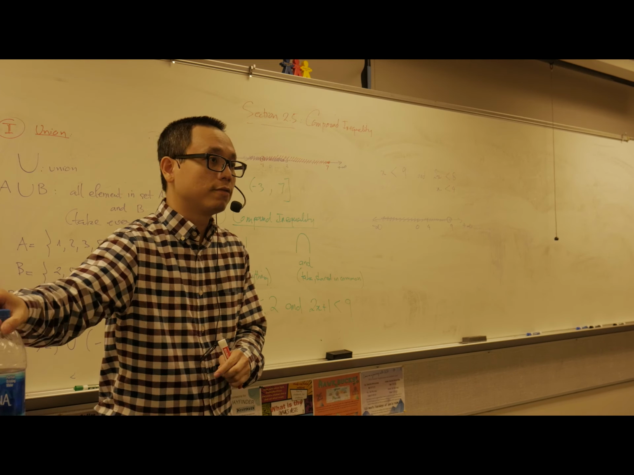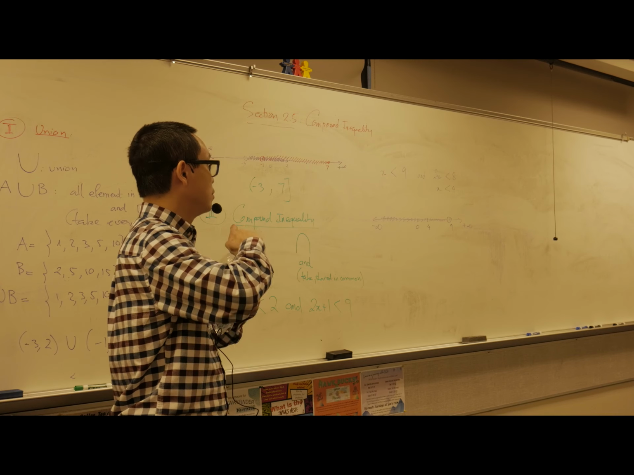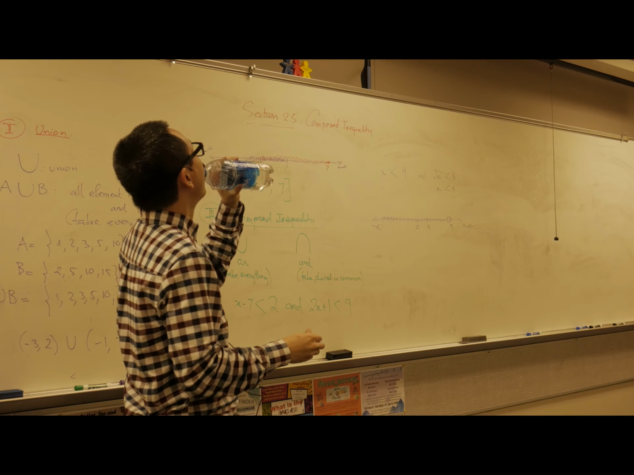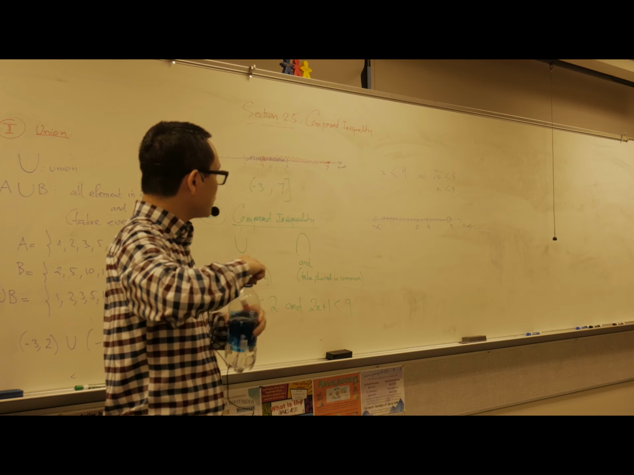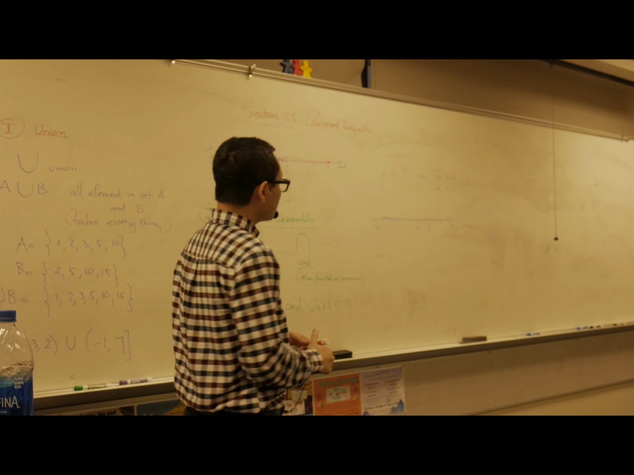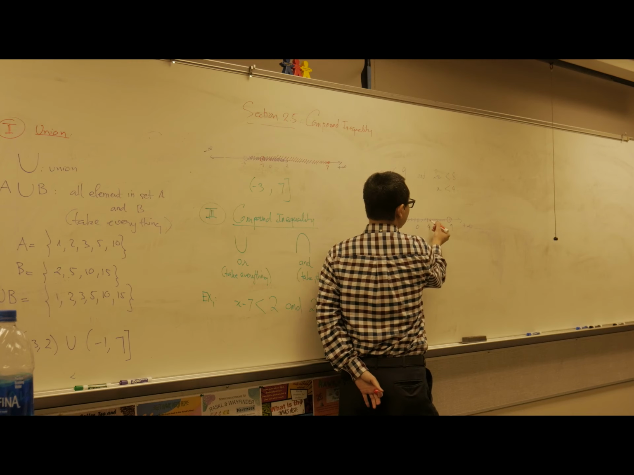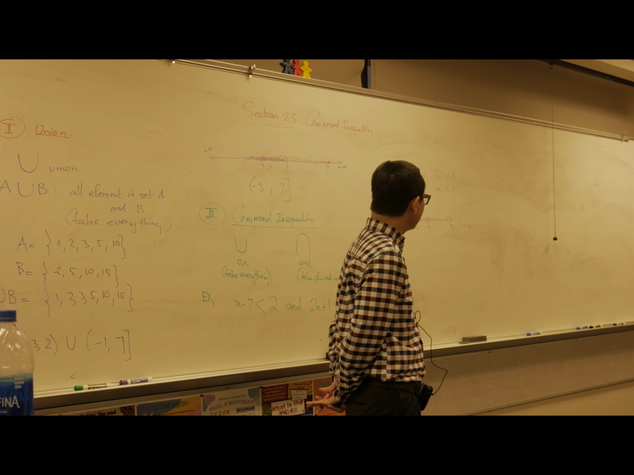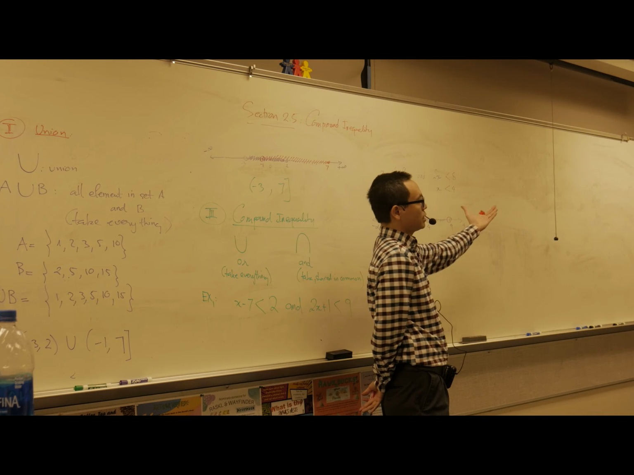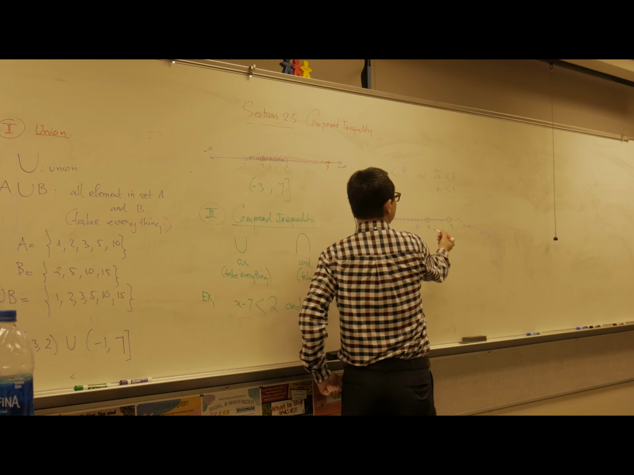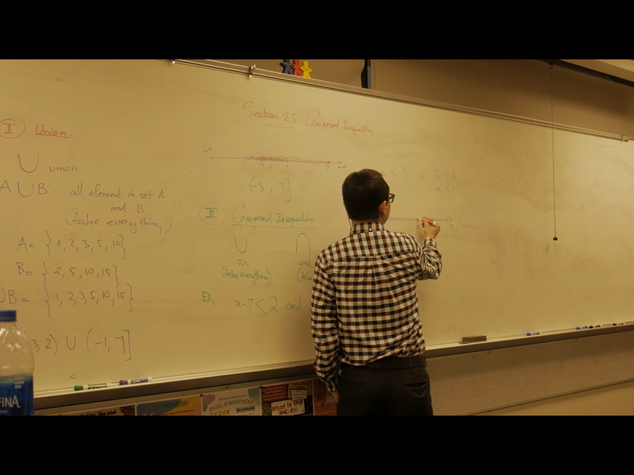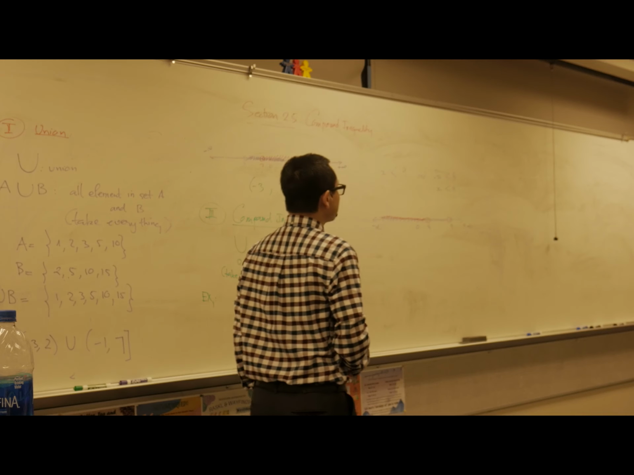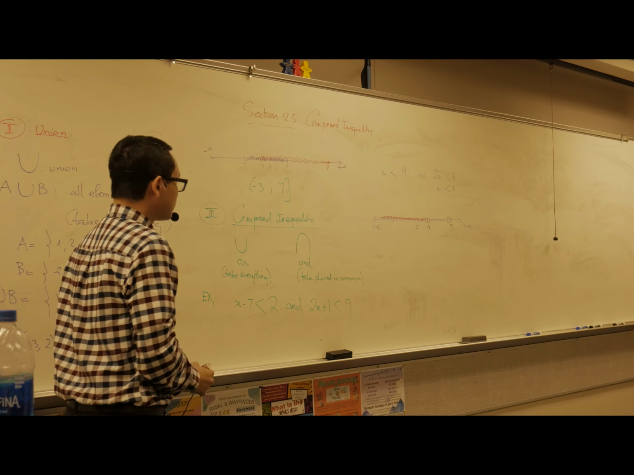But that is just for the first inequality. We have to do the second inequality on the same number line to see the intersection part. So 4 right here, open circle. And everything less than 4, so it will be this way, so it will be here.